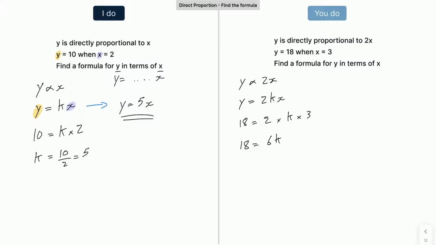Divide each side by 6. And we can have k is equal to 18 divided by 6, which is equal to 3. And now we can substitute that up in here to get our answer. So that's going to be y is equal to 2 times k, which we now know is 3, times x. And that is going to be y is equal to 6x, is our answer.